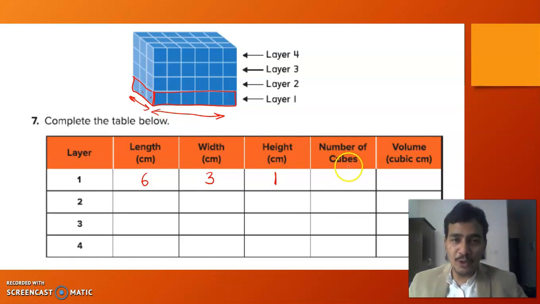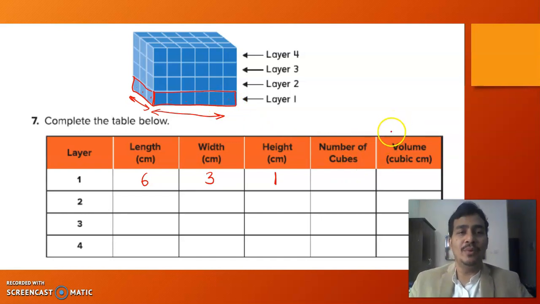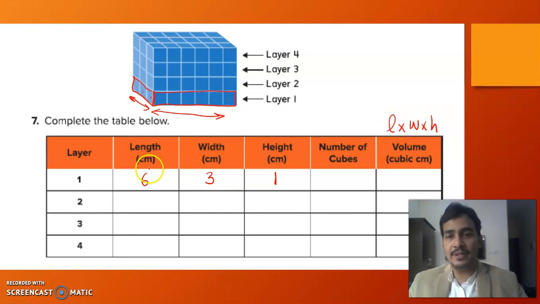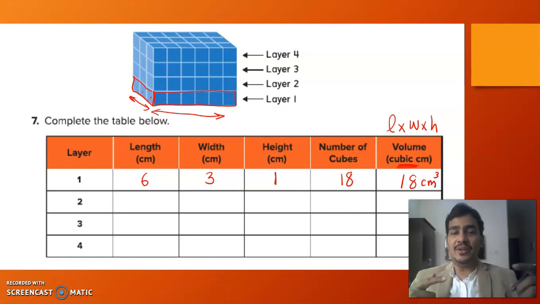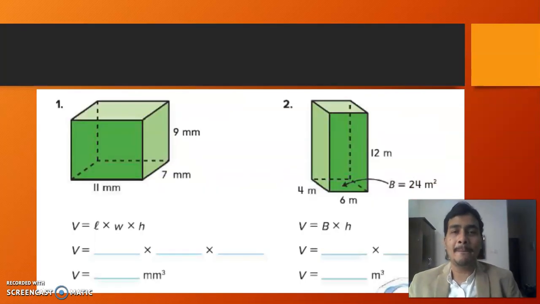So the number of cubes will be the volume basically. You can just count the number of cubes, or you can find the volume. What is the volume? Length multiply width multiply height. So 6 multiply 3, 18. 18 multiply 1 is 18. So the volume is 18 cubic centimeter. You write centimeter cube. Like that, you can count for all the boxes and finish it as a homework. Okay, we did this in the class, so I'm giving it for homework.